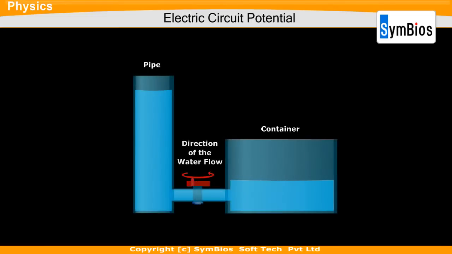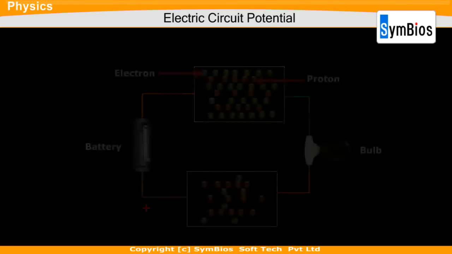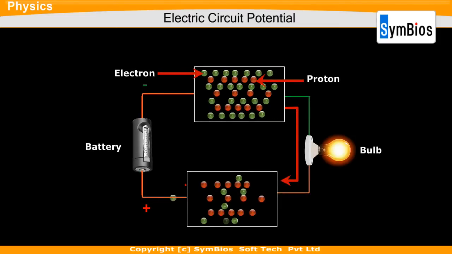In the case of the water, the higher the level of water in the pipe, the faster will be the flow of water to the container. Similarly, in the case of electrons, the greater the potential difference, the faster will be the flow of electrons. The higher the voltage, the greater the flow of current the battery will create.